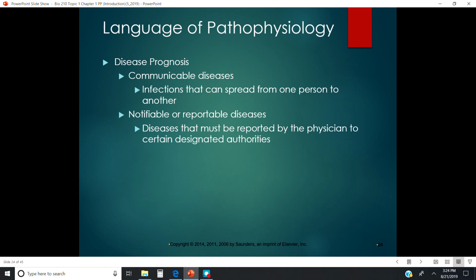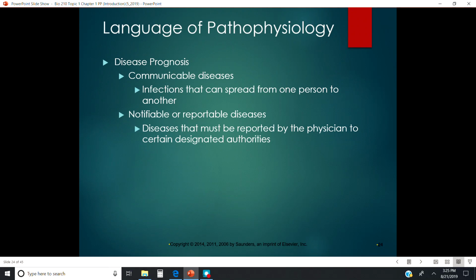Okay. A couple other terms. Communicable diseases are infections that we can spread from one person to another. Sexually transmitted diseases are the greatest examples: herpes, HPV, human papillomavirus, and HIV. Those are really good examples where we can spread from one person to another.